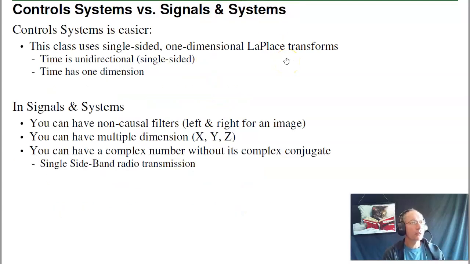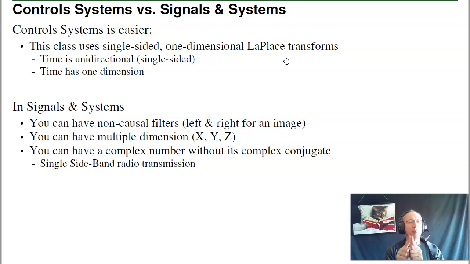Now, comparing control systems and signals and systems, control systems is actually a lot easier. In this class, the x-axis is time. Time is a one-dimensional unidirectional vector. That means we're only using single-sided one-dimensional Laplace transforms. In signals, you can actually have non-causal systems.